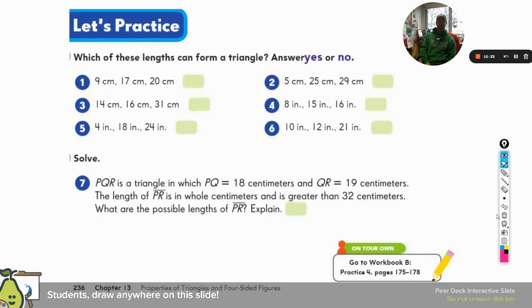Okay. All right. So which of these lengths can form a triangle? Oh, it's on the last slide. Awesome. Answer yes or no. Remember, the two sides are always greater than the third. So you have to do 9 plus 17. Is it bigger than 20? 17 plus 20. Is it bigger than 9? 9 plus 20. Is it bigger than 17? Go through on all of those and do it. Okay. Pause me and we'll go through. And I'm going to pop the answers up in 5 seconds for the sake of time. So pause me and get this done.